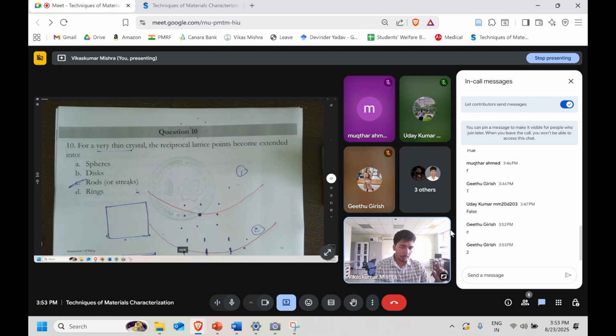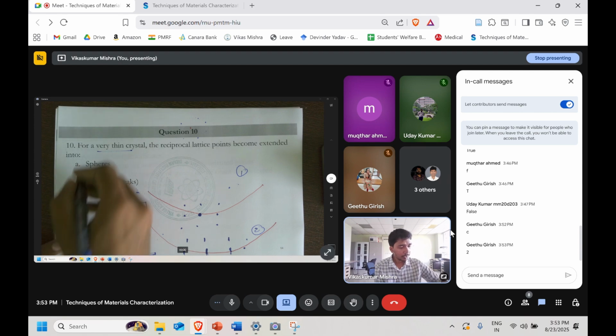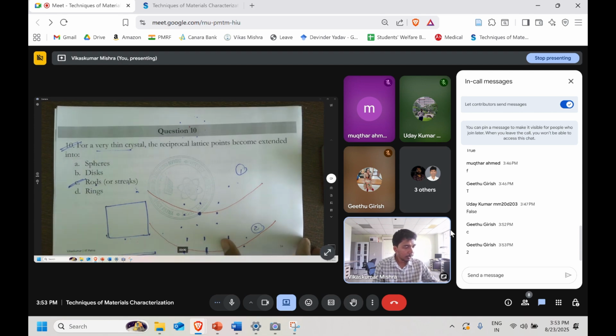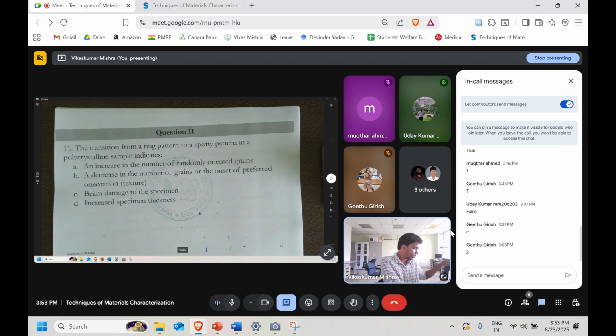So if you keep on thinning the specimen size, your reciprocal lattice point will be elongated along the side which is thinner. Okay, so that's how it is. So the right answer is option C. Okay, let's move to the next question, question number 11.